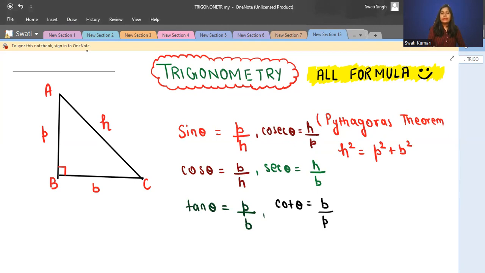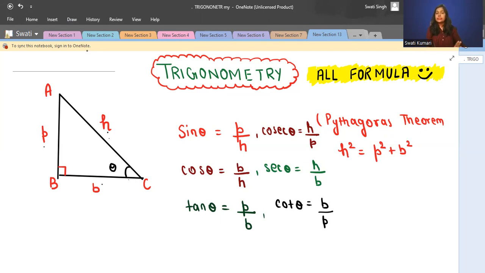Okay, now as you can see, I have written here theta, right? What is theta here? In this right angle triangle, this is our angle theta. So what is sine theta? P upon H. Cos theta, B upon H. And tan theta, P upon B.